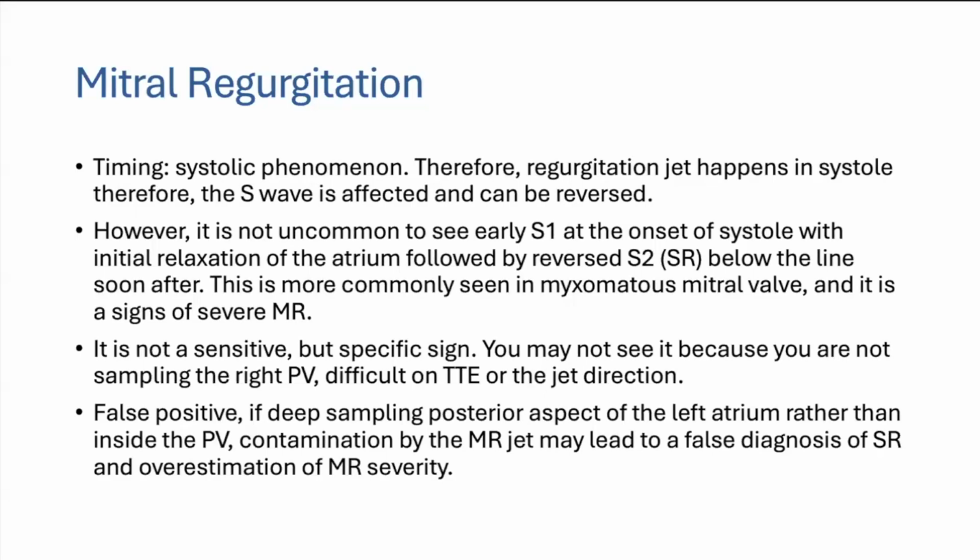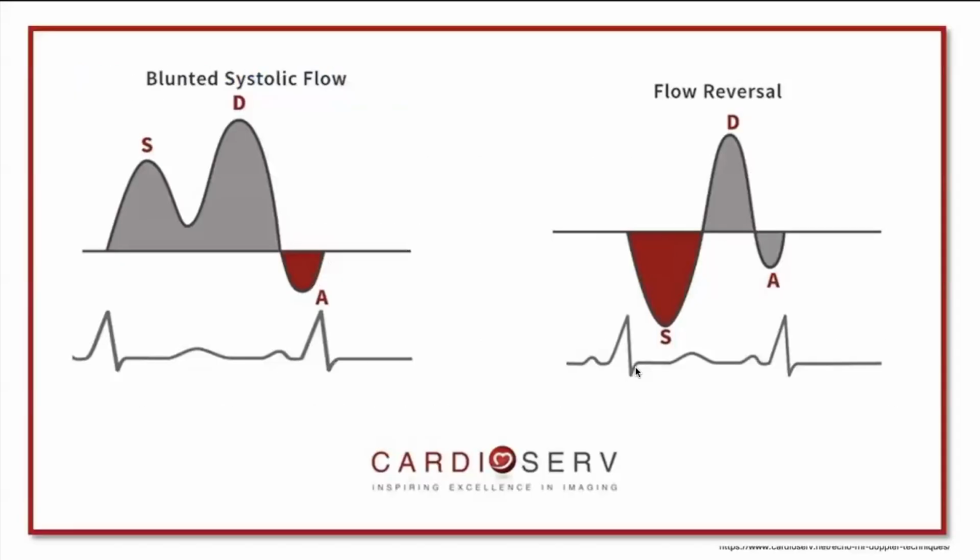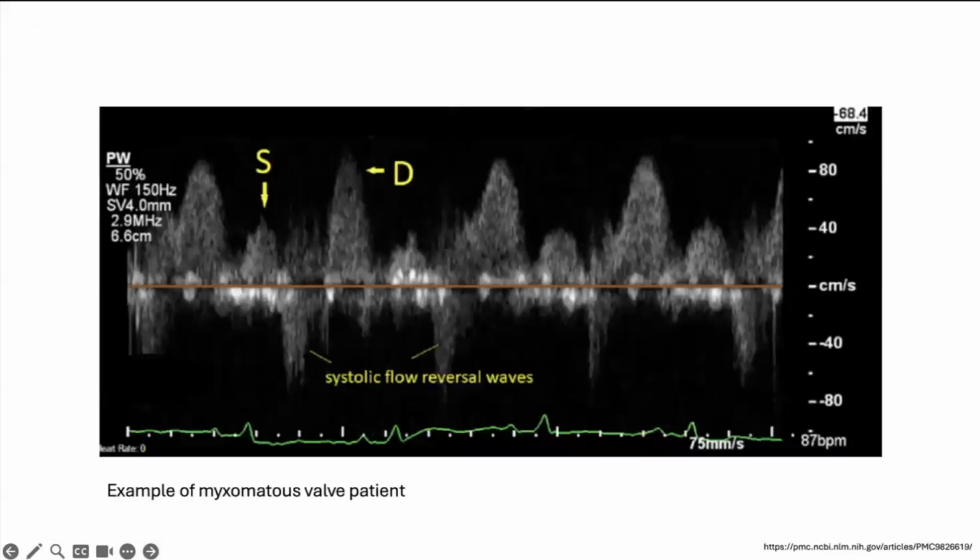But if you don't see it, it doesn't mean that MR is not severe. And it can be false positive if you have deep sampling, or if you sample the posterior aspect of the left atrium, you can overestimate the MR severity. Okay. So as I was saying earlier, this is just a blunted S wave, but this one is a reversed S wave during systole in patients who have severe mitral regurgitation.